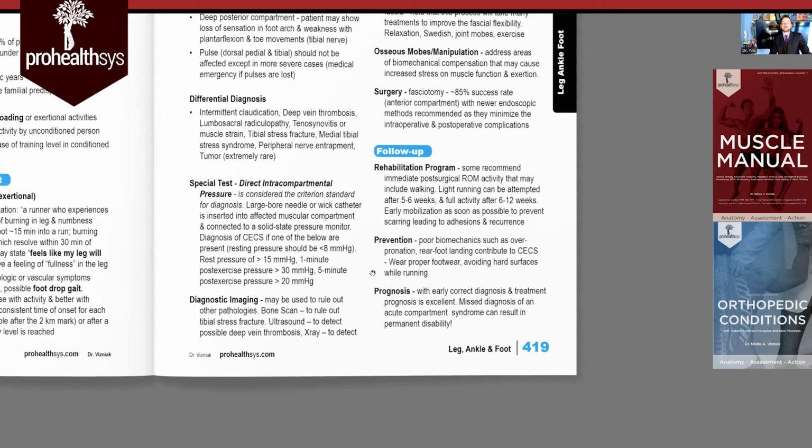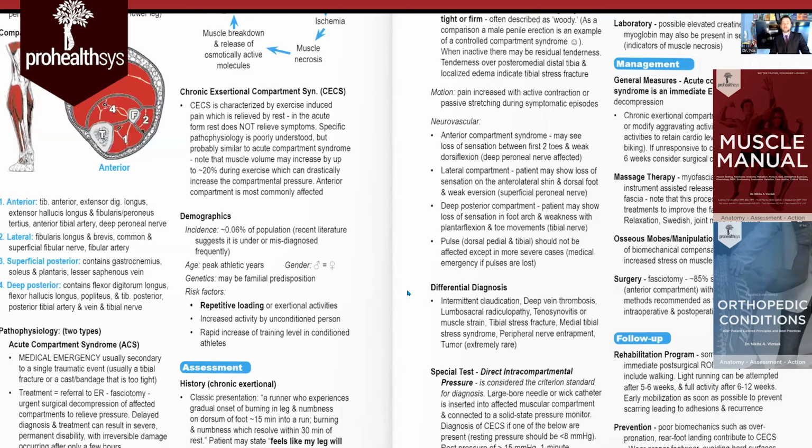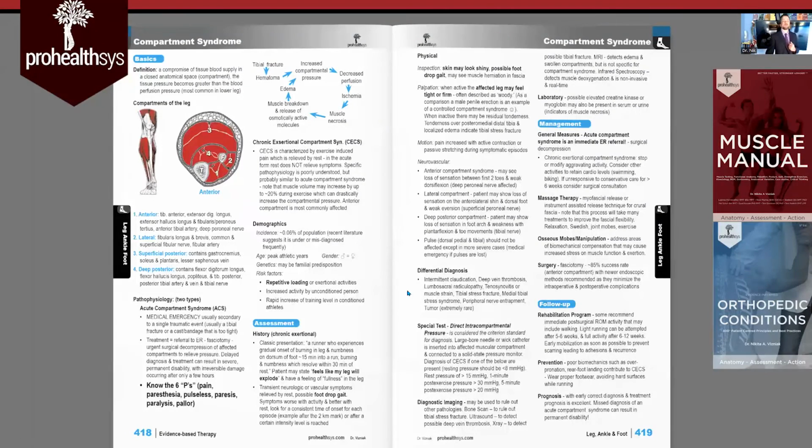Prognosis, early correct diagnosis and treatment. With early correct diagnosis and treatment, the prognosis is excellent. Misdiagnosis of acute compartment syndrome can result in permanent disability, and in severe cases, even amputation and death for somebody. Now, luckily, that usually doesn't happen here in North America, but one of the key things that we want to be aware of. So number one, recognize this condition early.